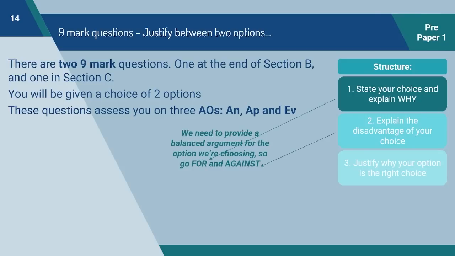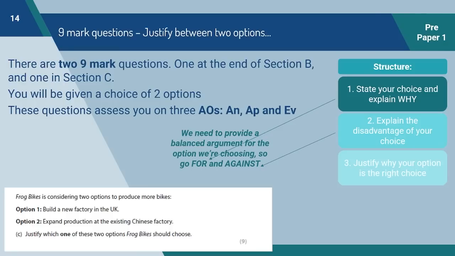Key thing here is, for a balanced argument, which is part of our evaluation, we need a for and an against. So if we look at this example question, Frog Bikes is considering 2 options to produce more bikes: a new factory in the UK, or expanding production at the existing Chinese factory. If you're choosing option 1, you shouldn't be mentioning option 2. If you do for option 1 and for option 2, you've not considered any negatives, which means you haven't evaluated. Evaluation means considering a negative. In life as in business, there are always negatives to different decisions, so you need to consider those.